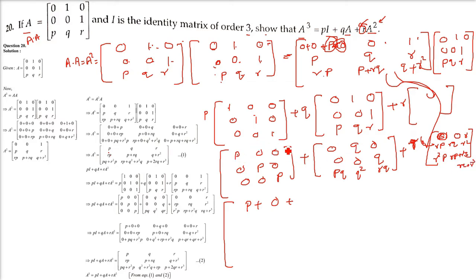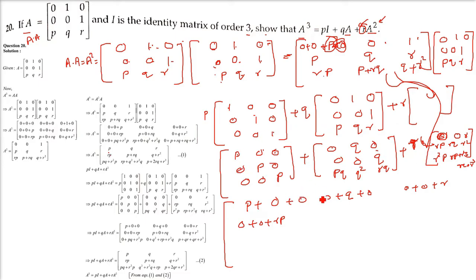Now I am adding P plus 0, P plus 0 plus 0. So P plus 0 plus 0 will be the first entry. Then we have 0 plus Q, 0 plus Q plus 0. Then it will be 0 plus 0 plus R. Next one, 0 plus 0 plus RP.